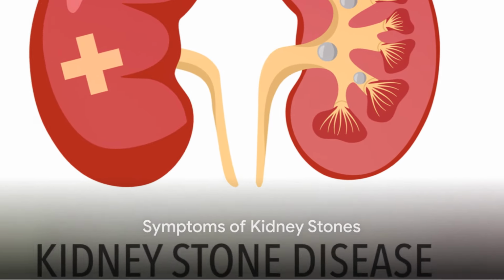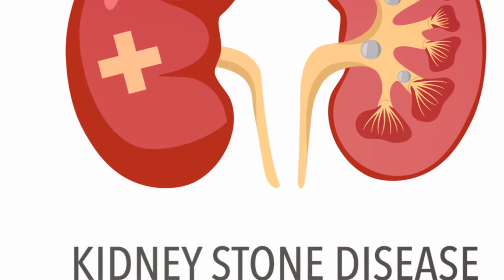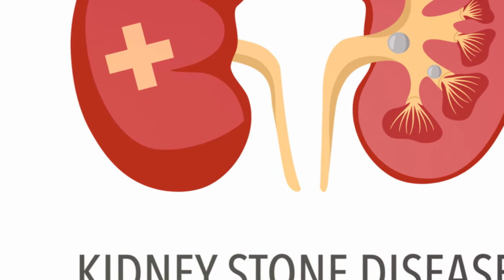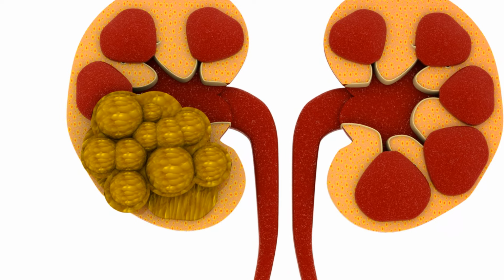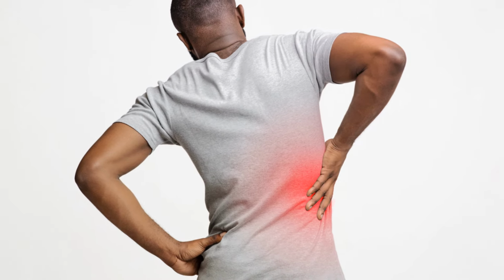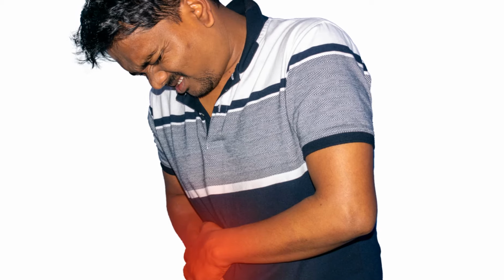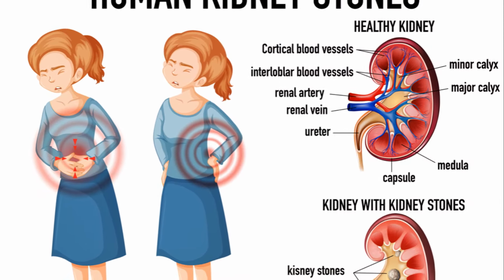Well, the symptoms can vary greatly. Some stones are small and pass unnoticed through the urinary tract, but larger ones can be quite painful. The most common symptom is severe pain that starts suddenly. This pain typically begins on one side of your back or abdomen and can spread to your groin area. It may come in waves, fluctuating in intensity.